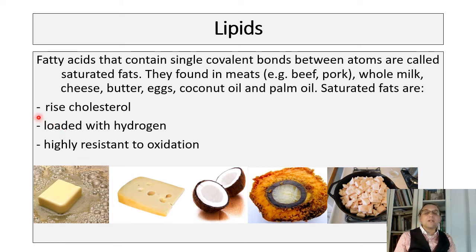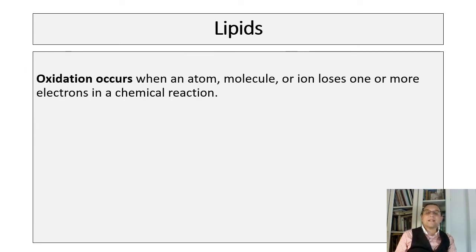So what we talked about is cholesterol, but I promised you that we're going to discuss what oxidation means and what highly resistant to oxidation means. So saturated fats, it says here, they are highly resistant to oxidation. Oxidation occurs when an atom, molecule, or ion loses one or more electrons in a chemical reaction. Oxidation doesn't necessarily involve oxygen. Originally, the term was used when oxygen caused electron loss in a reaction. The modern definition is more general.